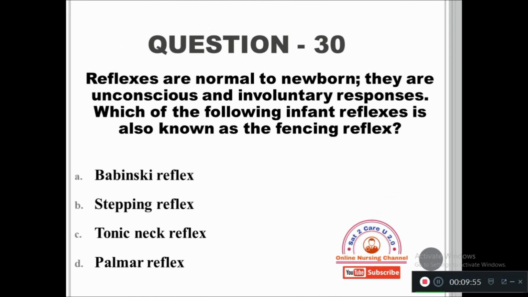Question number 30. Reflexes are normal to newborn. They are unconscious and involuntary responses. Which of the following infant reflexes is also known as fencing reflex? Option A, Babinski reflex. B, stepping reflex. C, tonic neck reflex. Option D, palmar reflex. Fencing reflex. The right answer is option C, tonic neck reflex is other term for fencing reflex. You know that stepping reflex is also known as walking or dancing reflex, which disappears about 2 months.